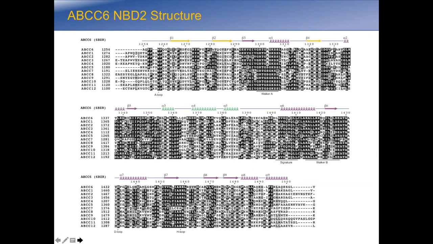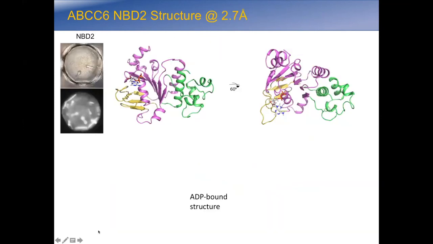So we've done exactly the same thing with NBD2. We just have another sequence alignment to show that the domain boundaries look the same. You can see we have crystals in the upper left and then structures shown on the right. And these structures are very similar. There are some subtle details about the differences between the two nucleotide binding domains. In this structure, we managed to get nucleotide.